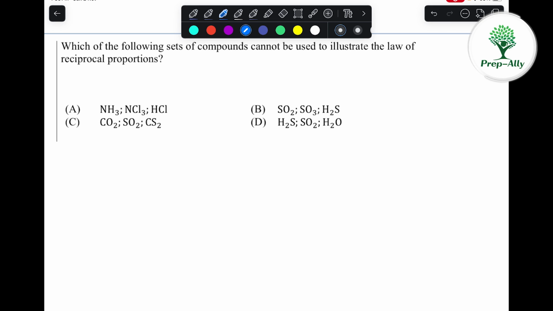Let's take A. Let's see if it is following the law of reciprocal proportion or not. What atoms are there? I have nitrogen, hydrogen, and chlorine. If I combine nitrogen and hydrogen, I have NH3. If I combine nitrogen and chlorine, I get NCl3. Then what happens when I combine H and Cl now? So this is going to be your law of reciprocal proportion. It is always going to be the same ratio or a simple ratio.